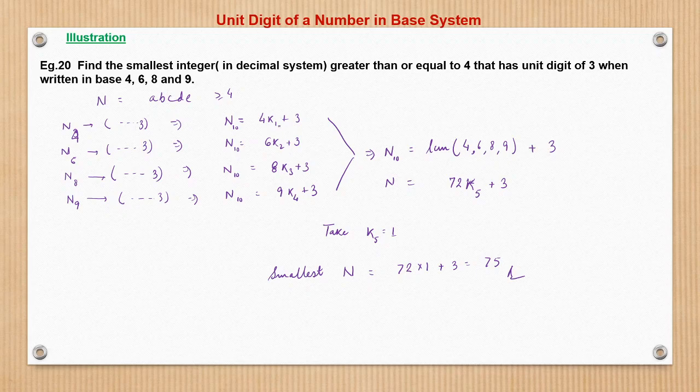So what are the concepts we have made use of? The basic concept is that when a number in base 10 is converted to base 4, the unit digit is given by the remainder when the number in base 10 is divided by 4, right? And then we have made use of this basic concept on LCM to obtain the answer.